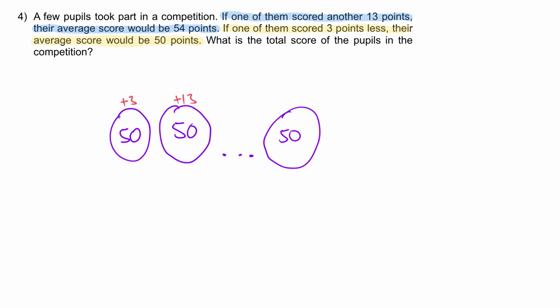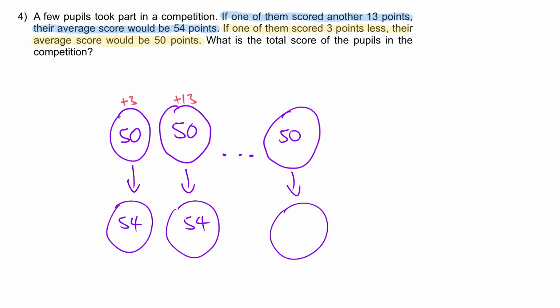Again, average is about distributing the things equally. So they score the 3 points, and on top of that, the 13 points also. What would be the new average? The new average should be 54. Over here, each of them will become 54, 54. So at this point, let me ask you, each of them gain an additional 4 points. Where do this additional 4 points come from? It must come from here, isn't it?